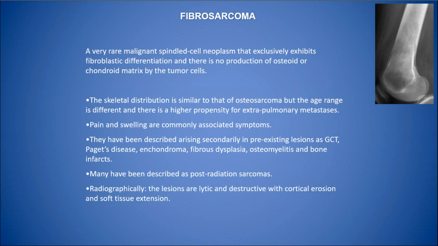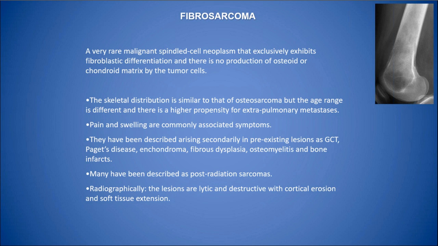Fibrosarcoma is a very, very rare malignant spindle cell neoplasm that exhibits exclusively fibroblastic differentiation. There will be no matrix production, and the distribution is very similar to osteosarcoma, but it usually happens in older individuals. Most osteosarcomas do occur in children and adolescents. These tumors are more aggressive and they have a higher propensity for metastases.